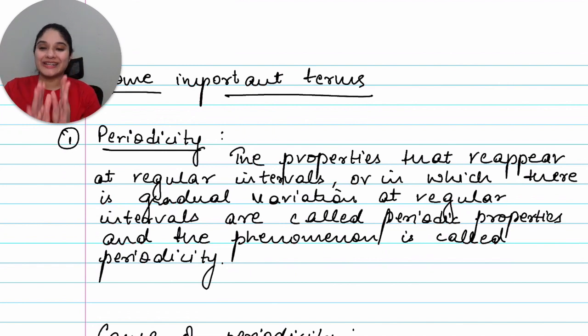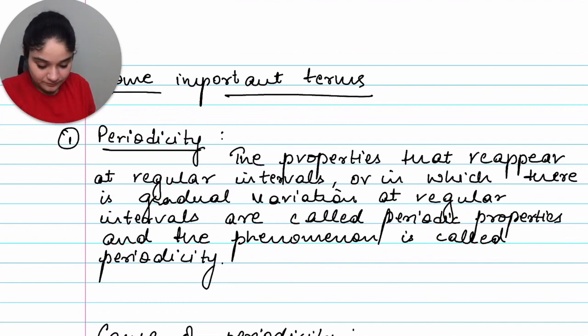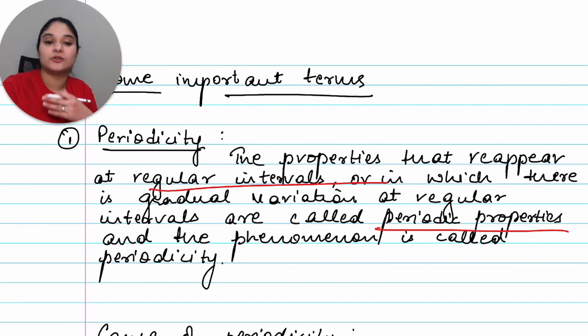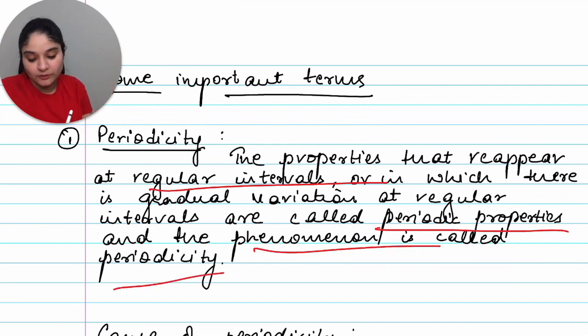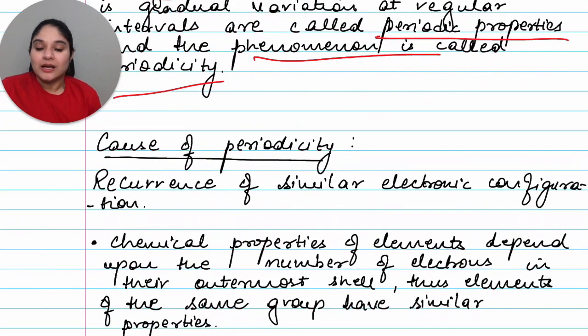Okay, let's read the definition. The properties that reappear at regular intervals or in which there is a gradual variation at regular intervals are called periodic properties, and the phenomenon is called periodicity. Okay students, what are your keywords here? Your keywords would be regular intervals and periodic properties. Let's move to the next one.